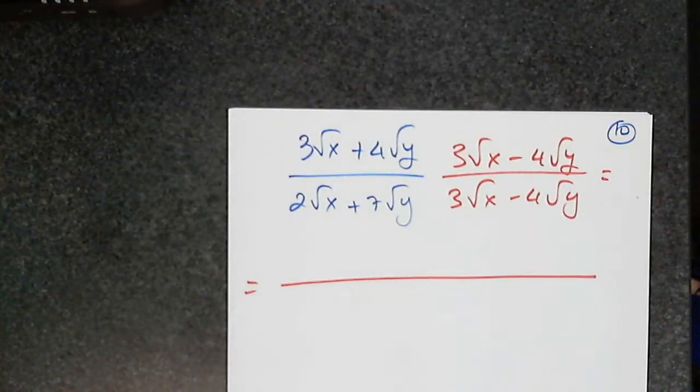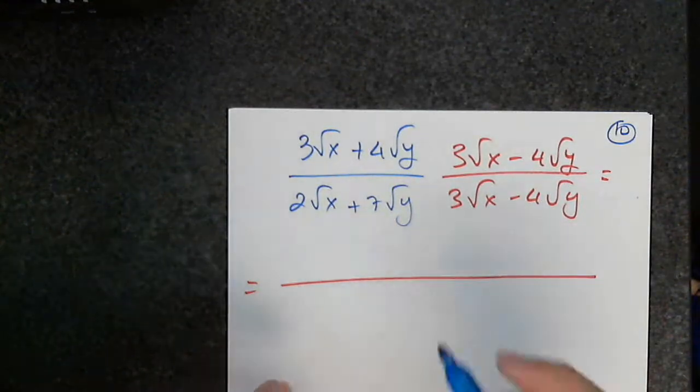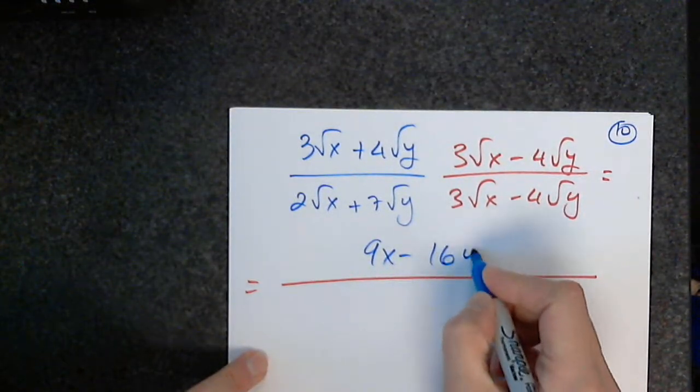So take a moment and tell me if you're ready, I'll put it in. Does it really matter which one you use? Yes, of course. If I'm asked to rationalize the numerator, I have no choice. I have to rationalize the numerator, yes. Indeed. 9x minus 16y. Perfect.